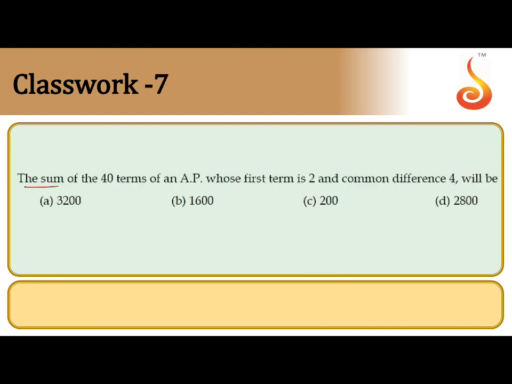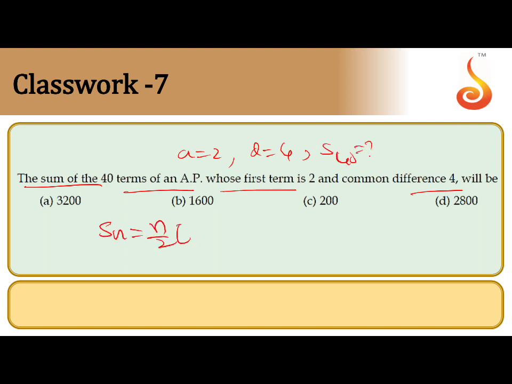Next one. Sum of 40 terms of an AP whose first term and common difference are given. This is given directly. A is given as 2 and D is given as 4. So you have to find S40. You have the formula for Sn: n by 2 into (2a + (n − 1) into d). So you want S40. S40 equal to 40 by 2, that means 20, into 2a. A is already 2, so 2 into 2, 4. So 40 minus 1 is 39 into d, which is 4.